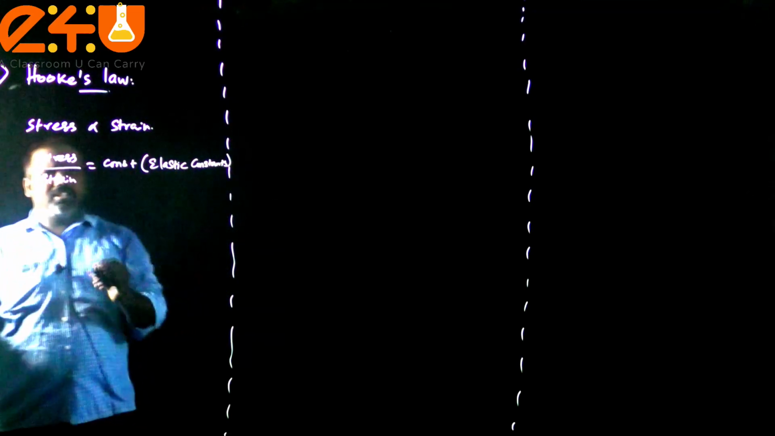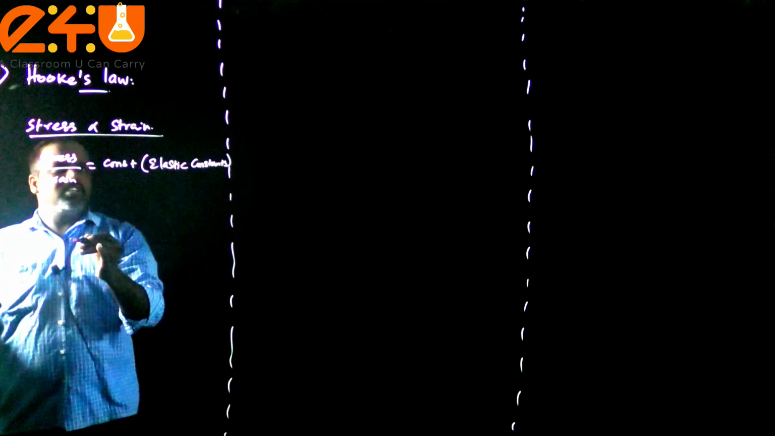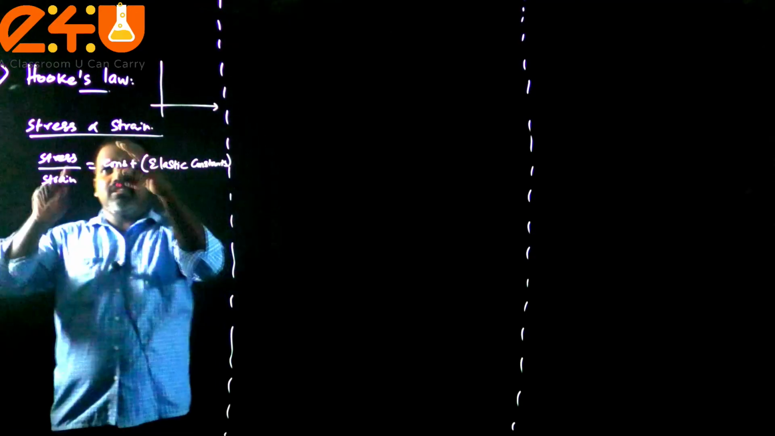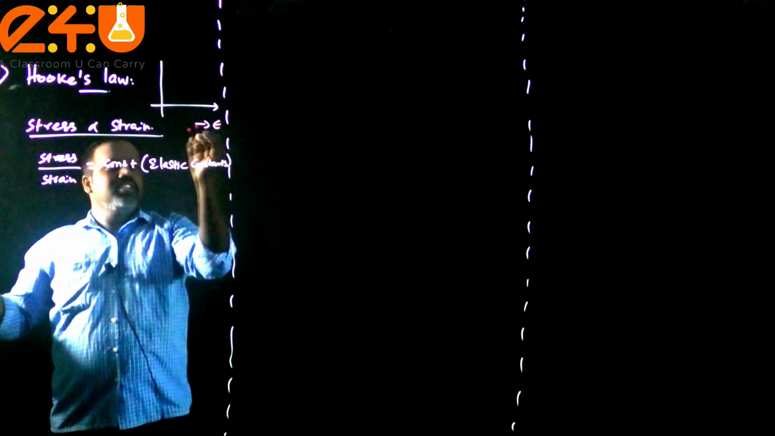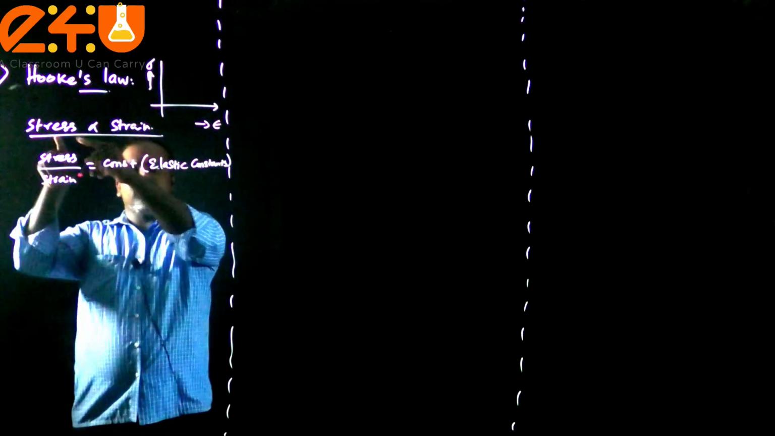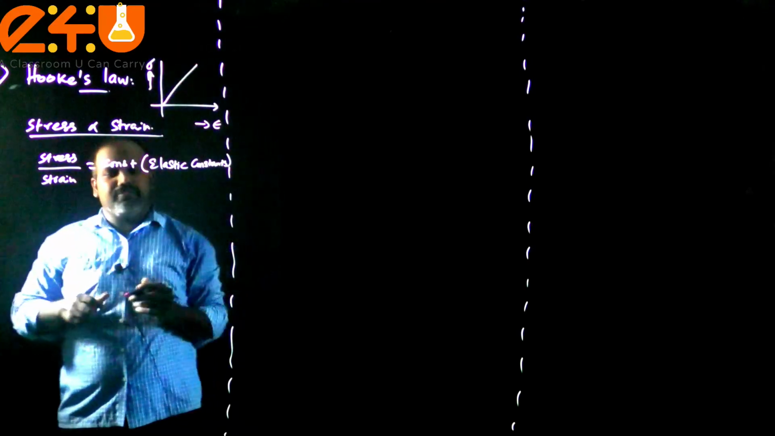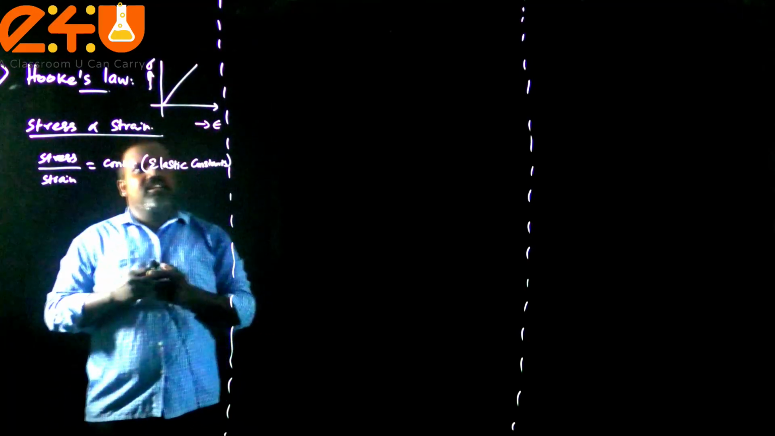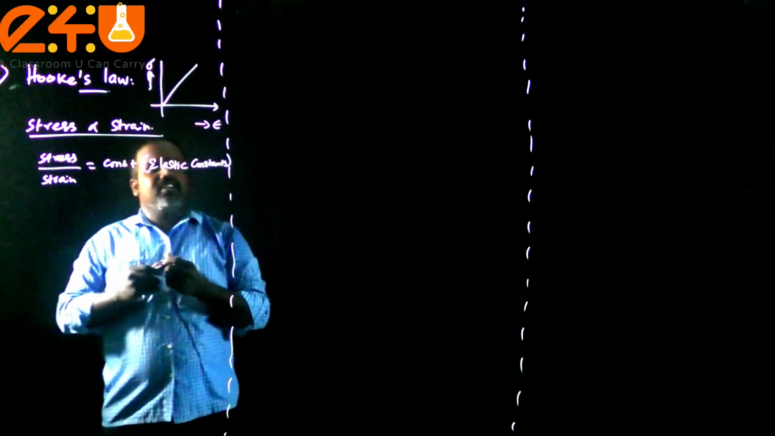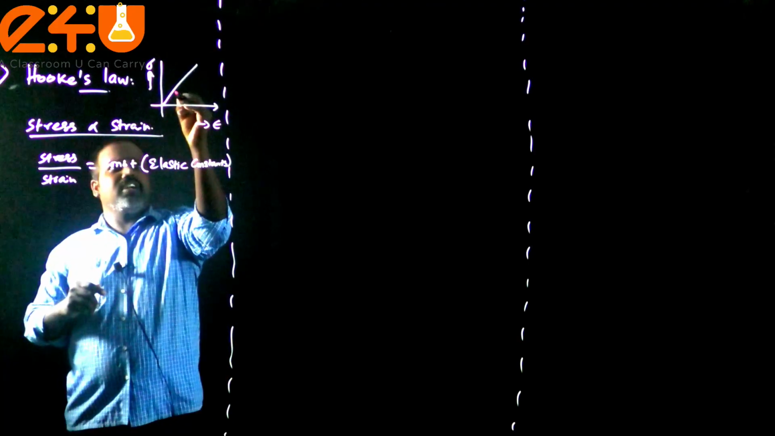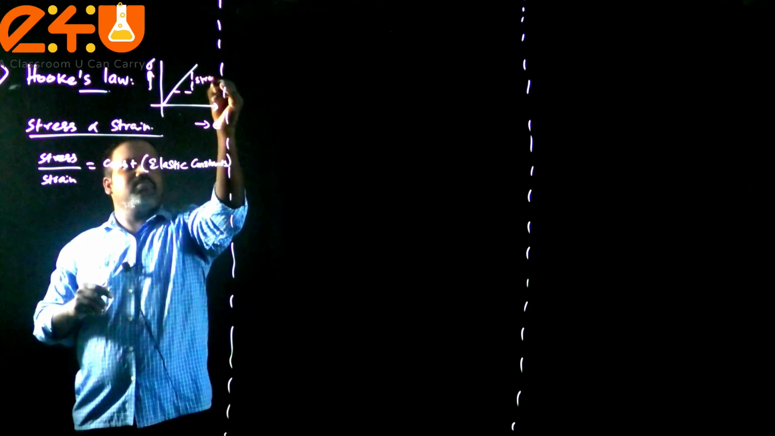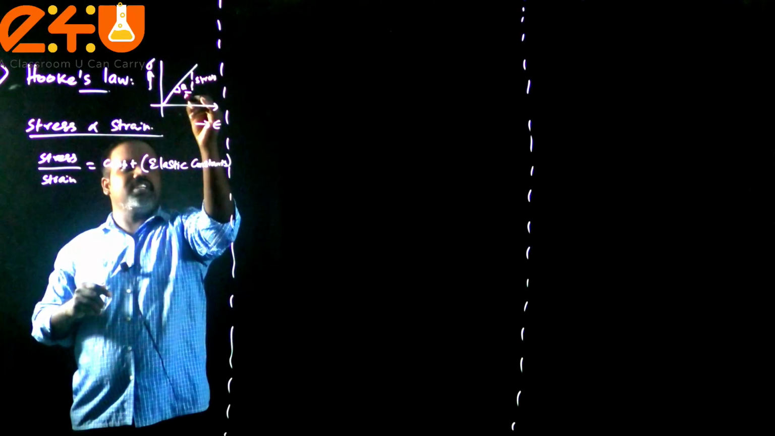Since these two have a proportional relation, I can draw the graph between stress and strain. This is strain and this is stress. Then we see that we are getting a directly proportional graph. Many times I said that whenever a graph is given, you have to think about either slope or area. Now just see the slope of the graph. This is stress, and this is strain.